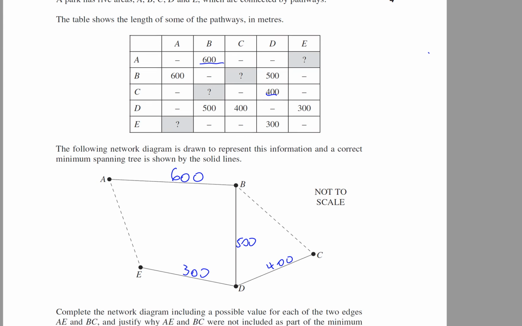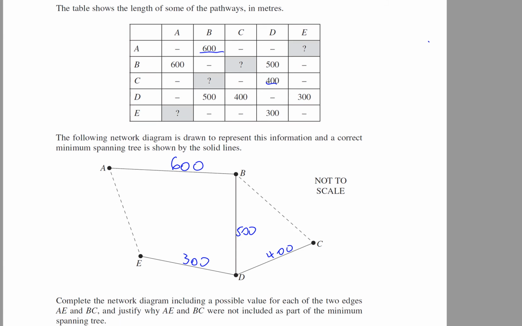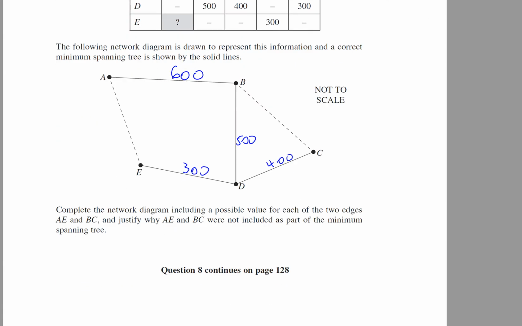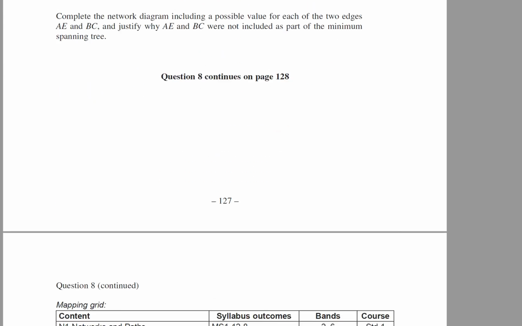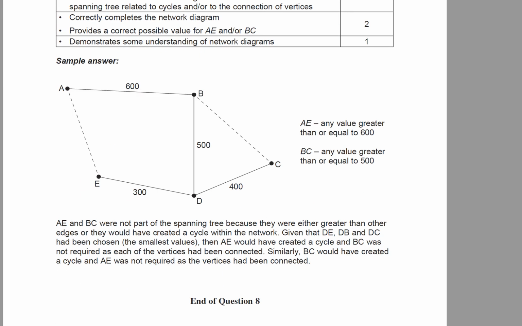Now let's have a look at the question. Complete the network diagram, including possible value for each of the two edges, AE and BC, and justify why AE and BC were not included as part of the minimum spanning tree. So the answer's down here. There's the values there. Now A to E can be any value 600 or greater, and BC can be 500 or greater.